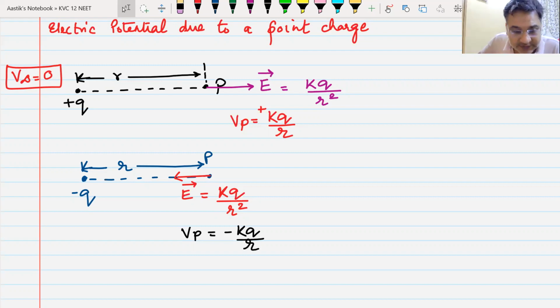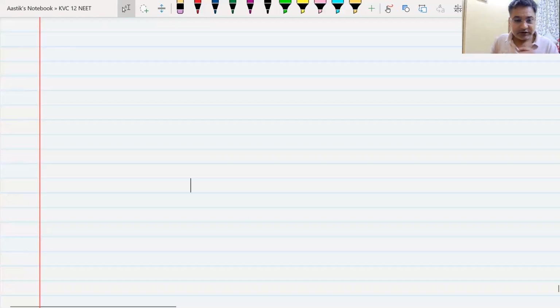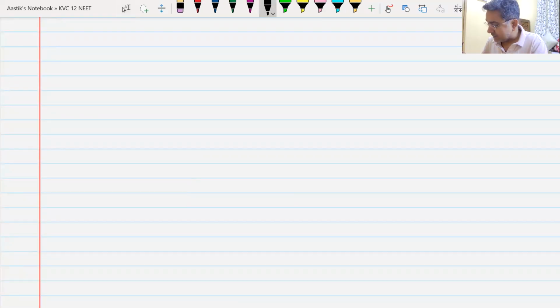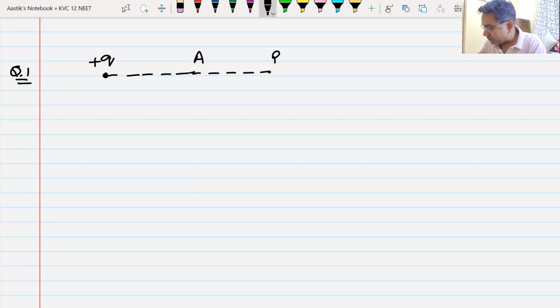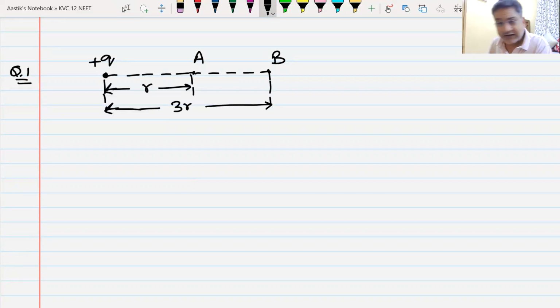With this, let us start with a very quick question, and these are the type of question that you will see. There is a point charge plus q, and there is a point A, and then there is a point B. The distance of point A is r. The distance of point B is 3r. I'll give you 2 or 3 questions that will make you understand the concept of electric potential.